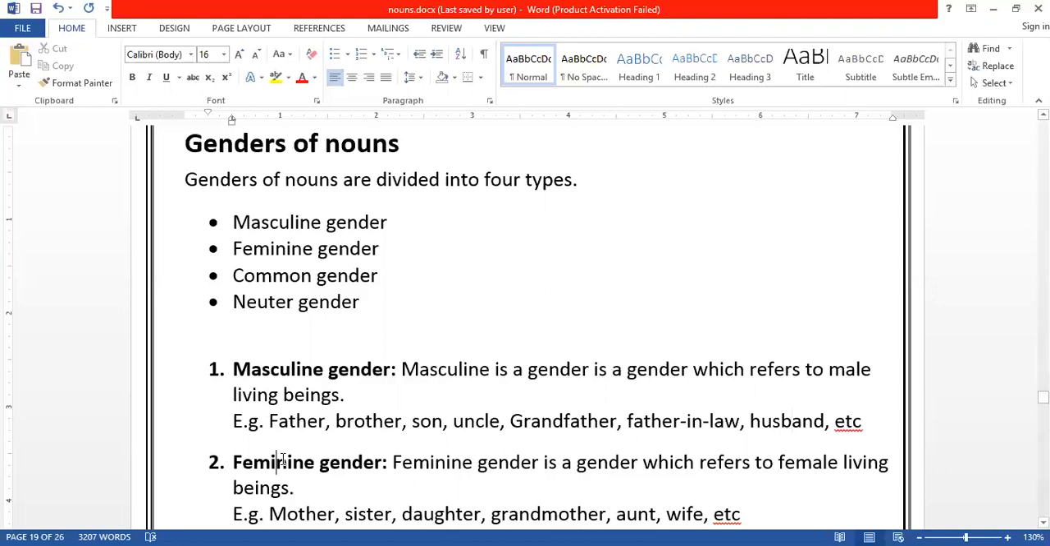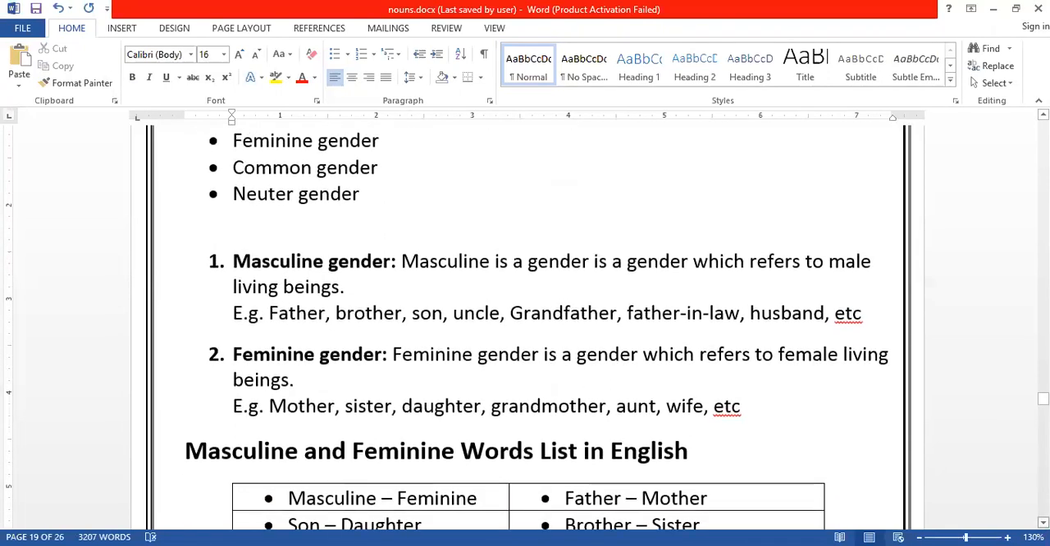Whereas feminine gender is concerned, feminine gender refers to female living beings, like mother, sister, daughter, grandmother, aunt, wife, etc. Clear? So it refers to female living beings. So that is called feminine gender.